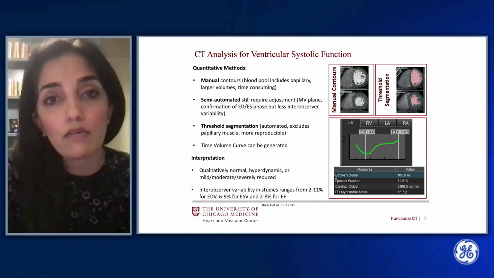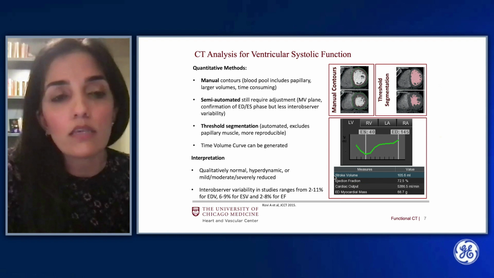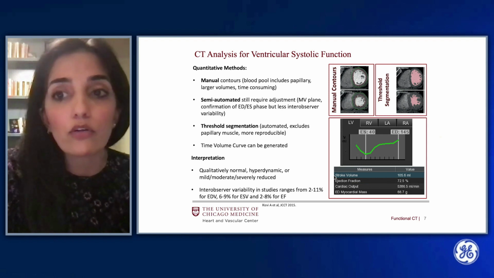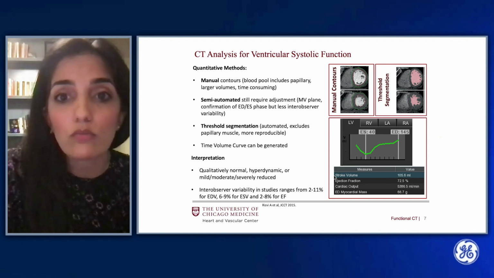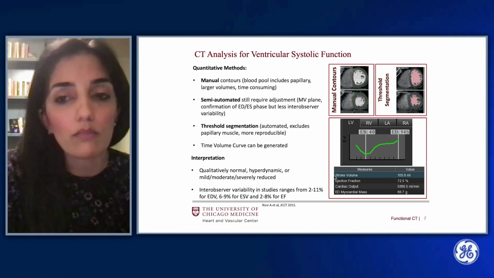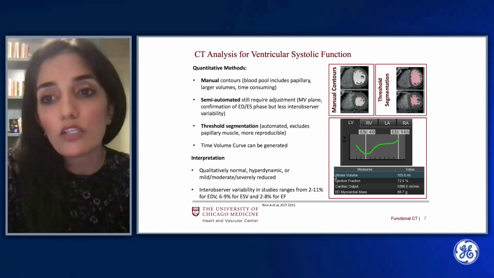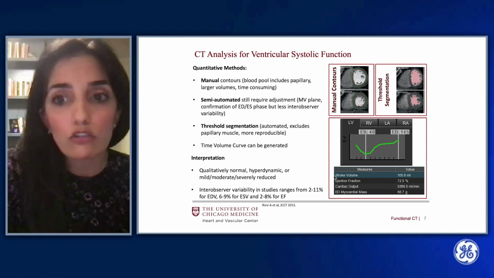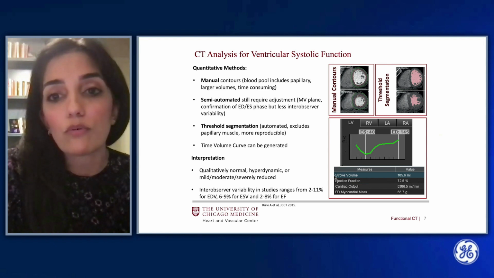Quantitative methods for EF assessment vary, but generally fall under 3 categories with relevant details as follows. So the first is manual contours, which generally include the papillary muscles in the blood pool and thus are associated with slightly larger volumes but similar EF values compared to other methods. The major caveat to this is it can be rather time-consuming and associated with significant inter-observer variability. Next are semi-automated methods in which the contours are auto-detected, but there is still a need for adjustment of the mitral valve plane and confirmation of end diastolic and systolic phases. But when this approach is used, it generally demonstrates lower inter-observer variability than when compared to the manual approach.